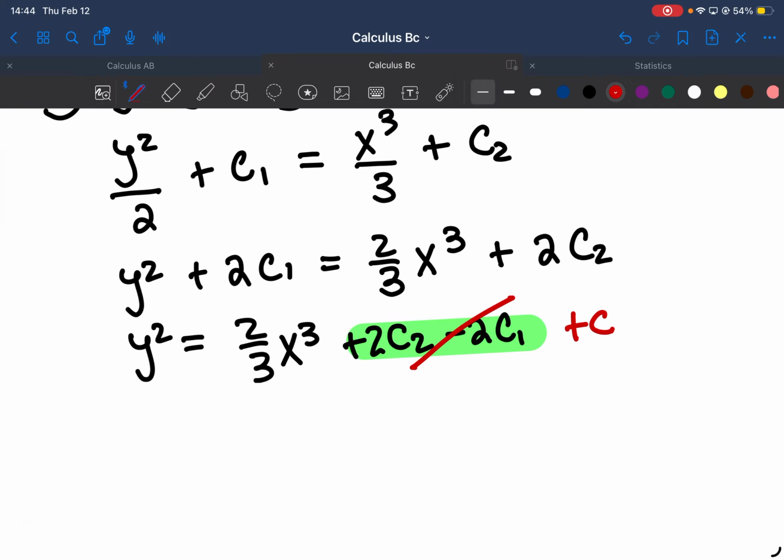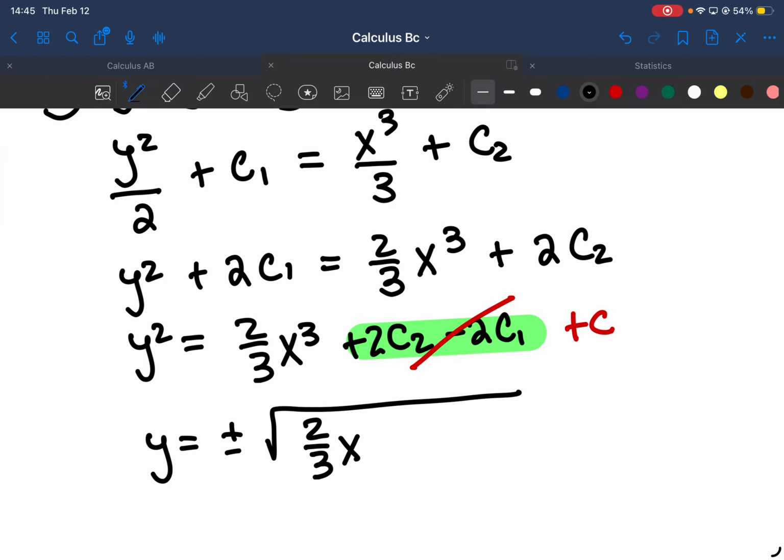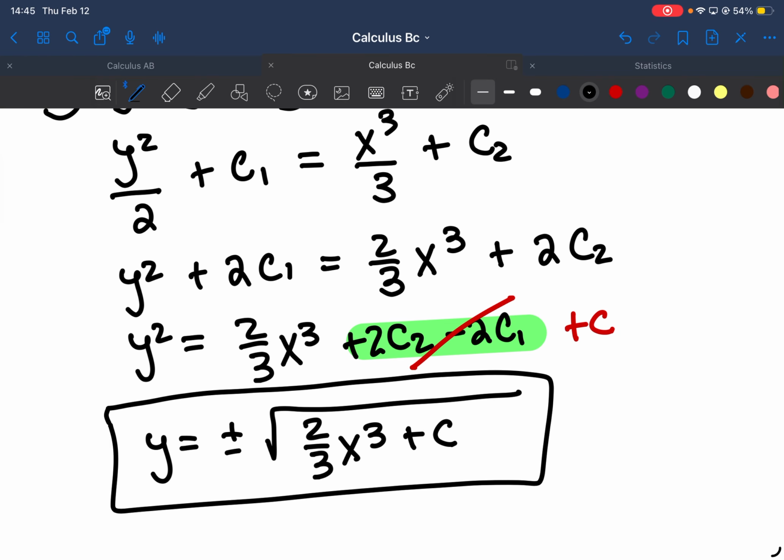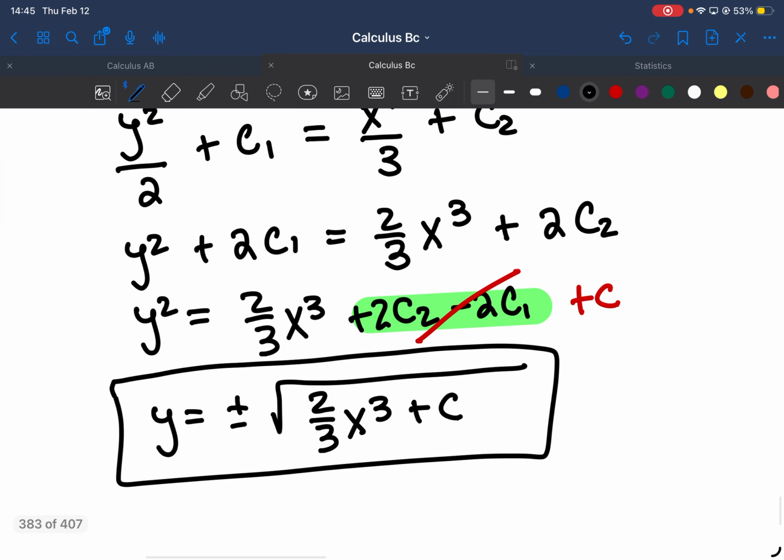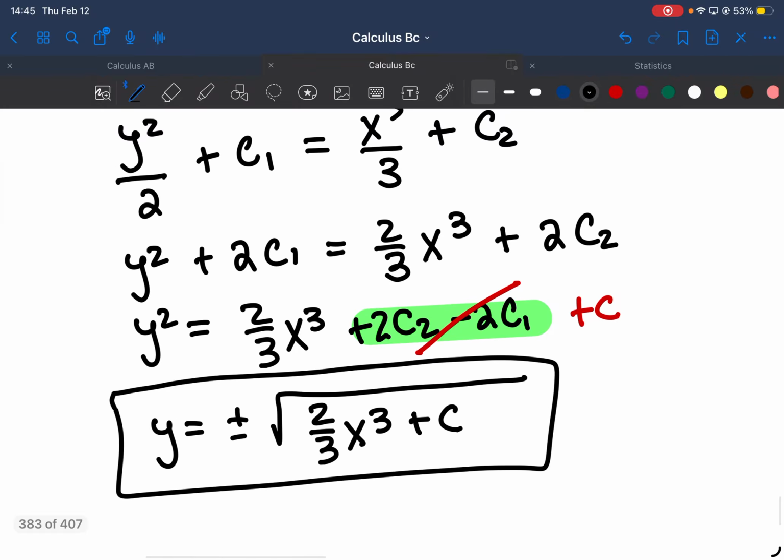And then our last step to get y by itself is to do what? Square root. So we have y is equal to plus or minus the square root of 2/3 x cubed plus c. That's my answer. Right? Algebra with a sprinkle of calculus. Okay, any questions on 1?